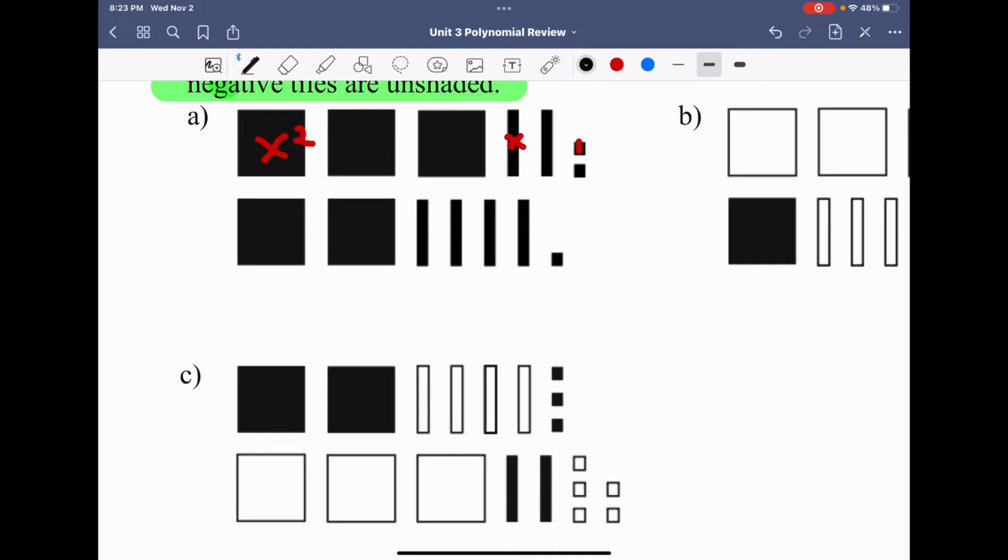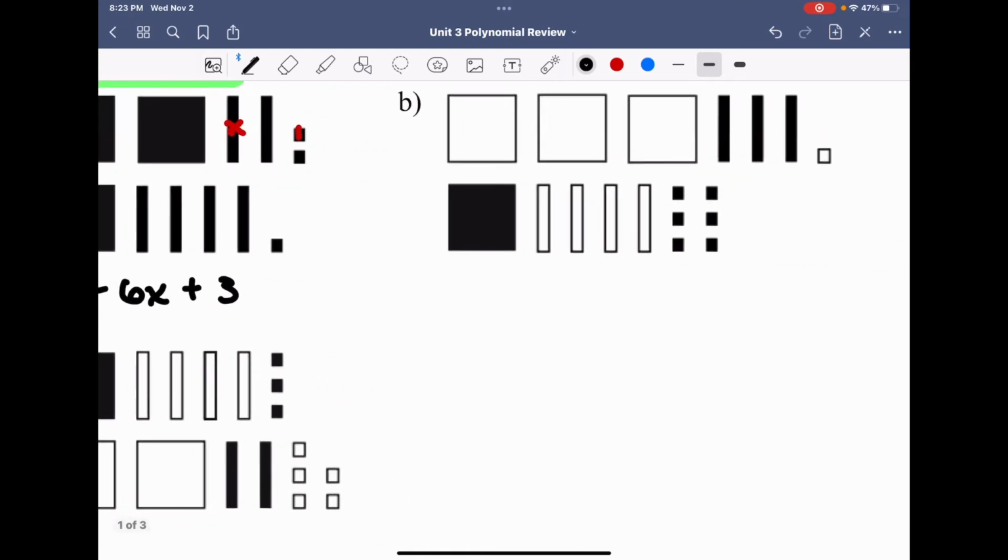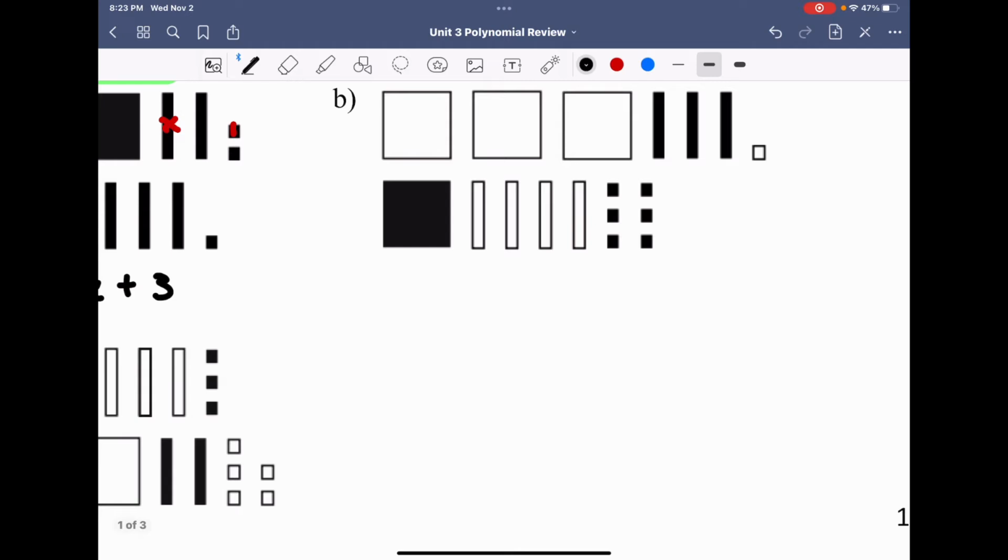The polynomial that describes this: I have 5 of the x squareds, I have 6 of the x's, and finally I have 3 of the individual ones. If I go over to B, I have a couple unshaded tiles for both, and then a couple shaded. Well, I have a total of negative 3 x squareds. I have 1 x squared, so that's positive. I have negative 4x. I have plus 3x. I have negative 1, and then finally plus 6 of the individual tiles.